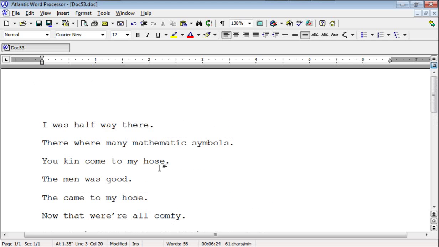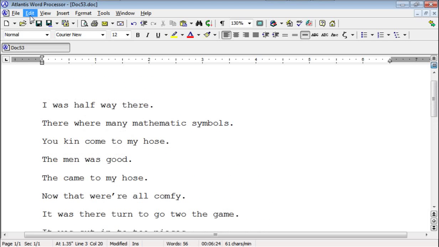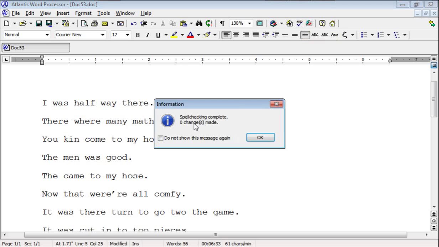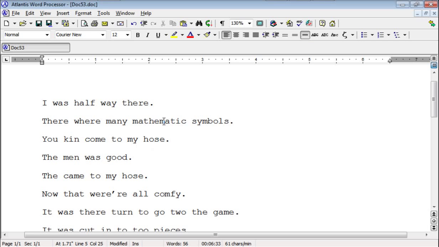Now, I am in my word processor, which is Atlantis, but it could be any word processor. And I have the spell checker on. So when I type this word that's misspelled, it underlines it with the red squiggly. And when I tell it to just go ahead and run the spell checker, it says no changes, spell checking is complete, and that's that.